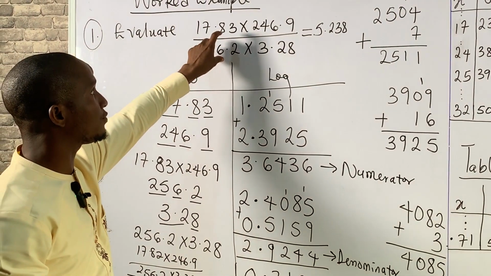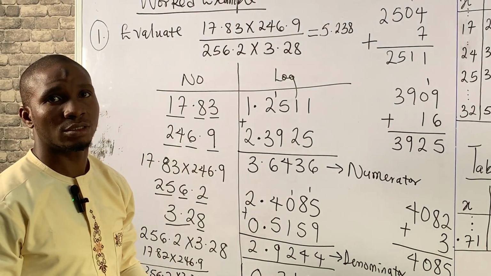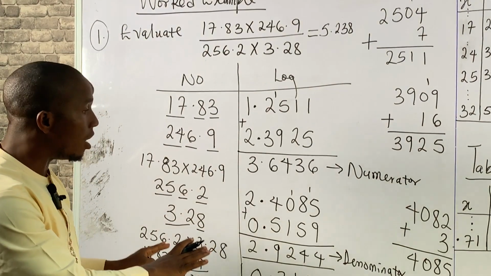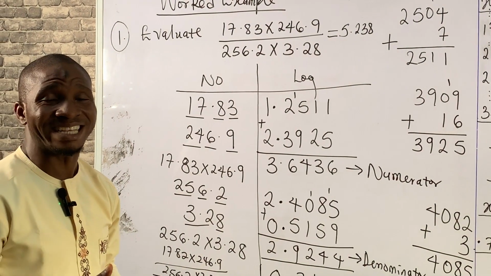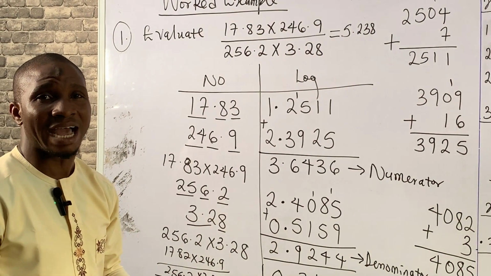You can confirm this from your calculator by punching it. So this will be the end of this example. So in our next lesson, we'll be looking at another example.